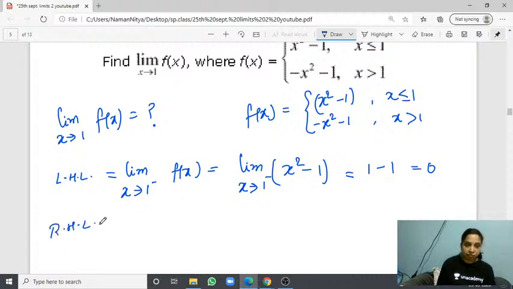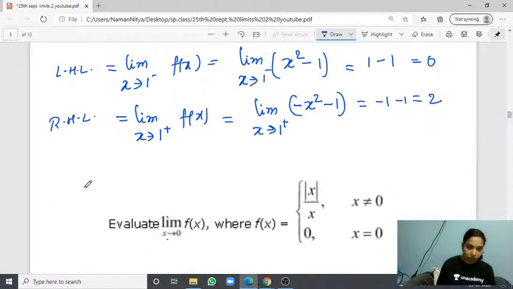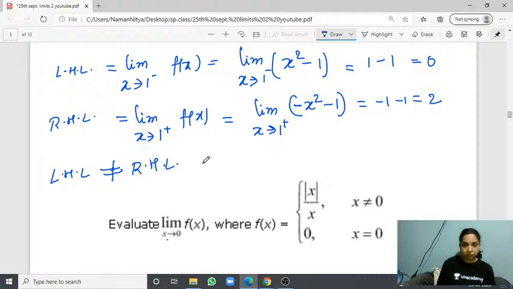And if I calculate right hand limit, this is nothing but limit x tends to 1 plus f of x. In this case, which function do I have to use? I have to use the second function, that is minus x square minus 1. If I put x equal to 1 here, I'll get minus 1 minus 1, which is minus 2. So left hand limit is not equal to right hand limit. So this implies the limit does not exist. The limit for x tends to 1 of f of x does not exist.